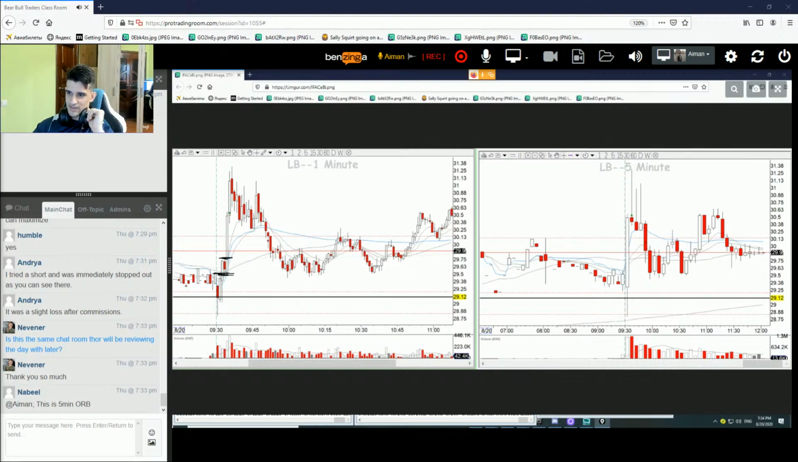Now the move already happened, and look at this. It broke the range right here. It broke the daily level. It broke the pre-market high, and you are taking it to the long side. This is just a little bit of a late entry. What would be your stop loss here?